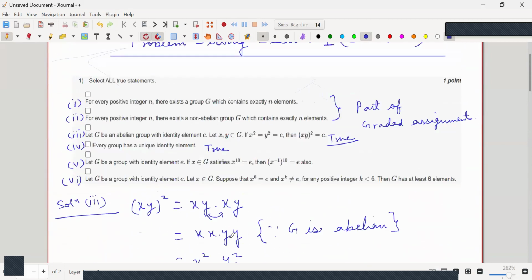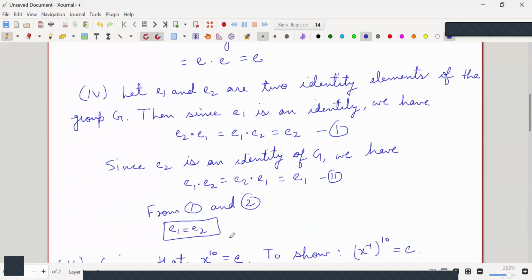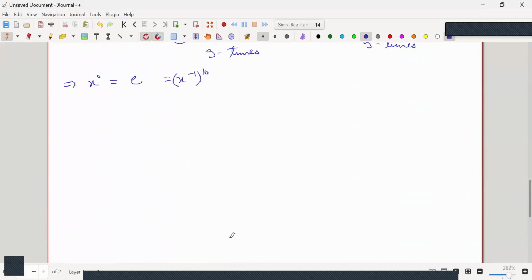Now let's come to the sixth question. It says, let G be a group with identity element e and x belongs to G. Suppose that x raised to 6 is identity and x raised to k is non-identity for any positive integer k less than 6, then G has at least 6 elements. So why is it true?